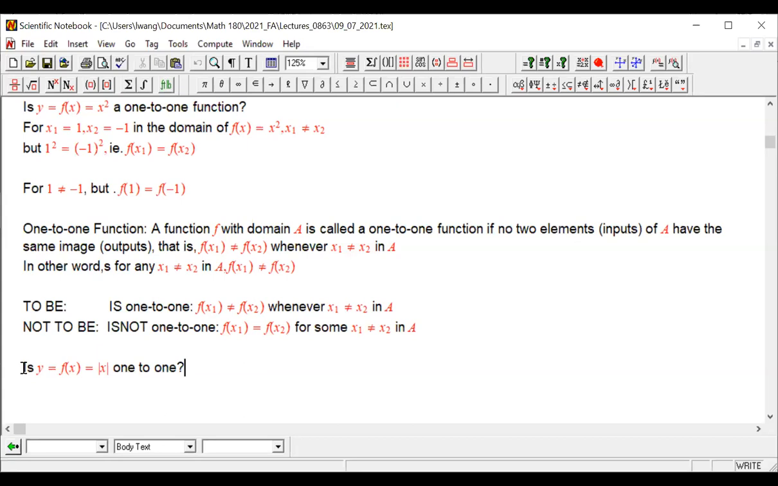All right, guys. Is this function one-to-one? You can use exactly the same wording here. It's just a different rule. Therefore, this function is what? Is not one-to-one. And of course, here, the function is not one-to-one.